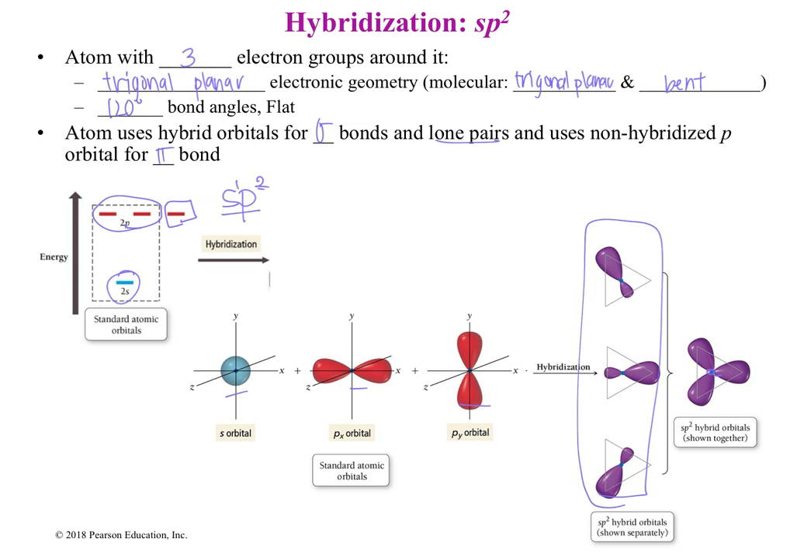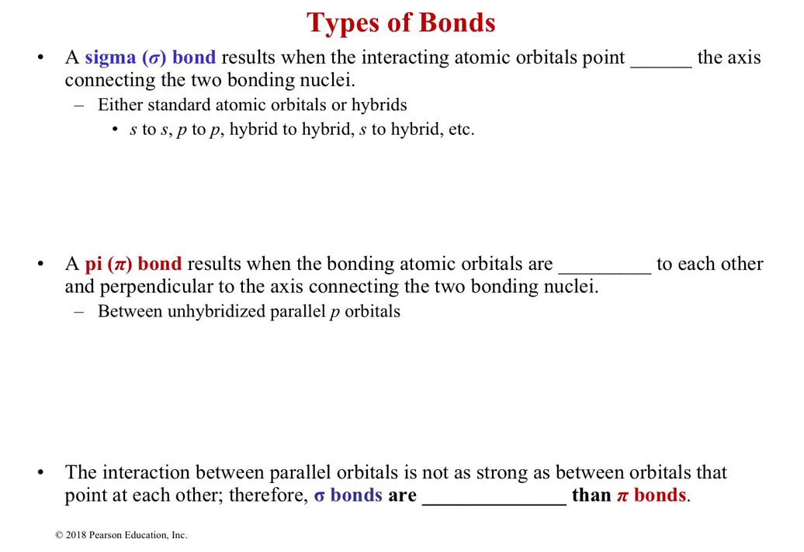So what is going on with our z p orbital here? If you can imagine, it's on top of this trigonal planar, coming out of the whiteboard. So let's see what happens with it. There are two types of bonds. First one is sigma, which I've alluded to already. This is happening when we have our orbitals pointing along the axis connecting the bonds.